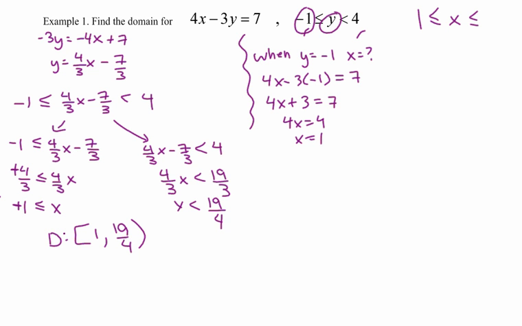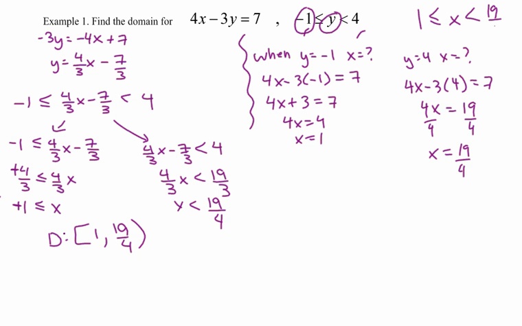And then we just figure, okay, when y is 4, what's x? Okay, so then we plug in y is 4. So 4 times x minus 3 times 4 equals 7. So add 12, divide by 4, and you plug it in there. Okay? It's not that hard. Basically you're given a function, I tell you the y values, what would be the x values?